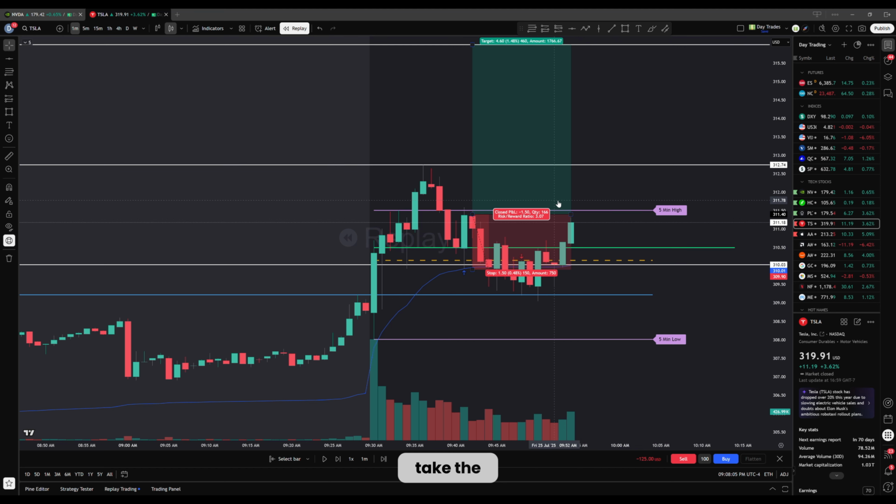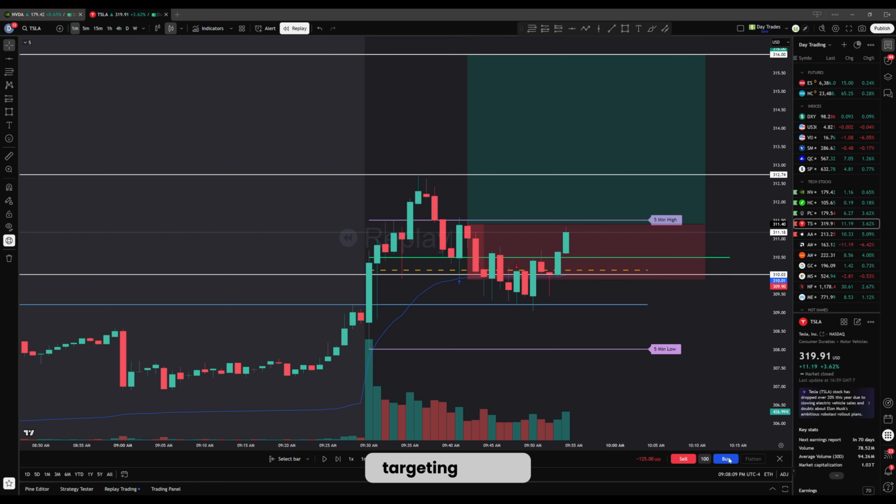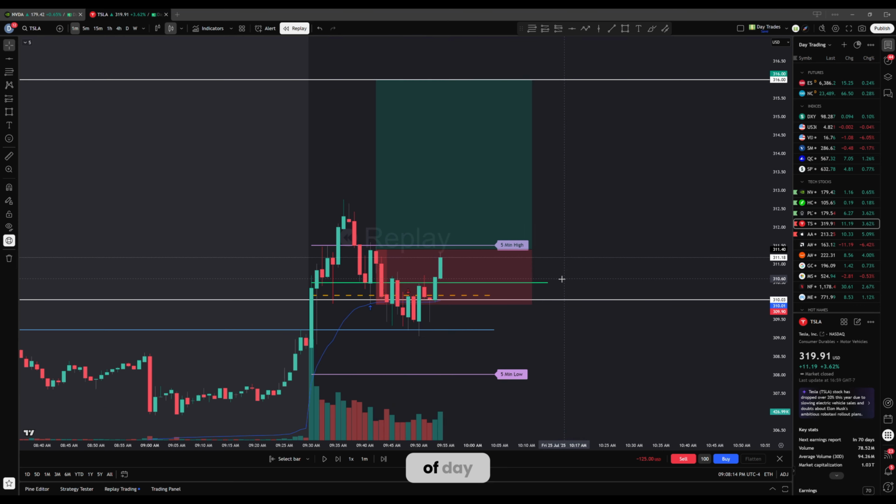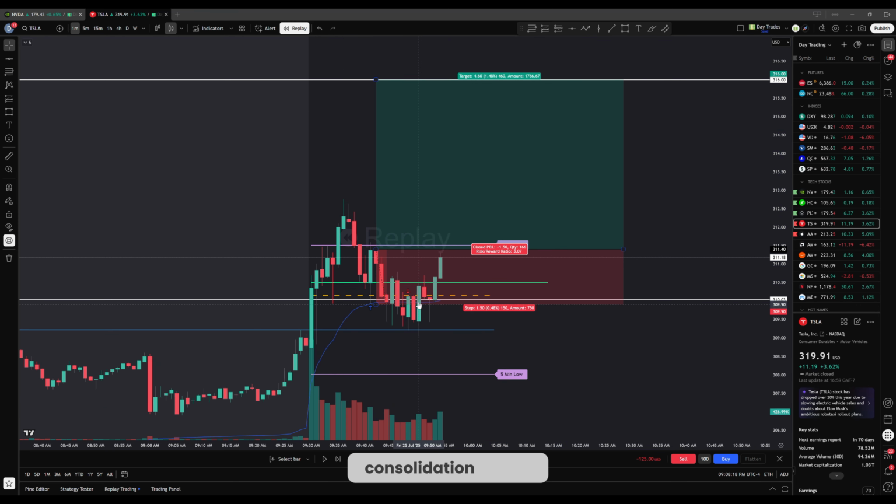So now we can take the exact same trade with the exact same size, but now instead of targeting high of day, we're going to target our original profit target and take none at high of day, showing that Tesla did indeed want to end up holding this key level with this consolidation shown here. But the most important thing is that we followed our stop loss and waited for this reclaim of this key level.